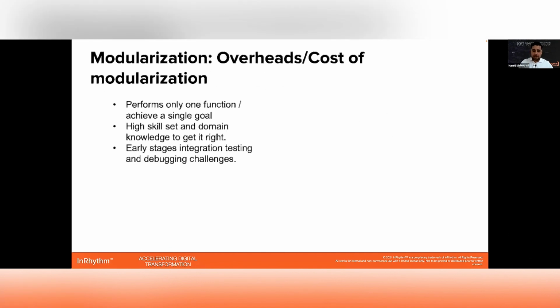Next, overheads. I've gone through the benefits, importance, and everything, but there is always an overhead for everything that you do. The overall modularized code base has independent components that are hard to manage. That's one thing. You need big teams, you need a high skill set, and the right domain knowledge to manage all of your individual code bases. One module will perform one function and achieve only one goal.